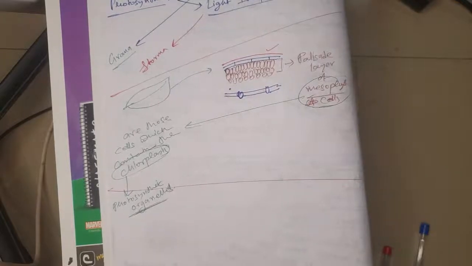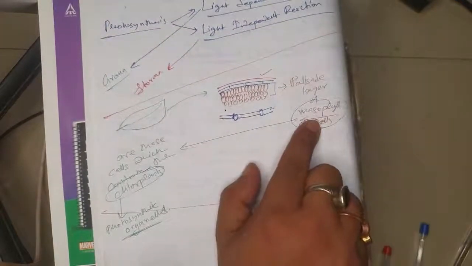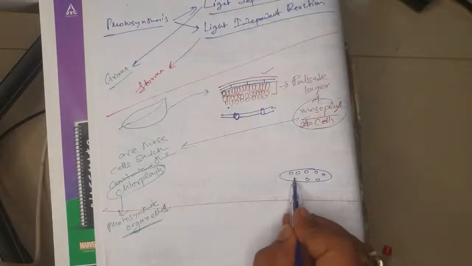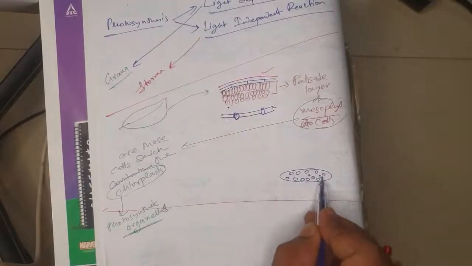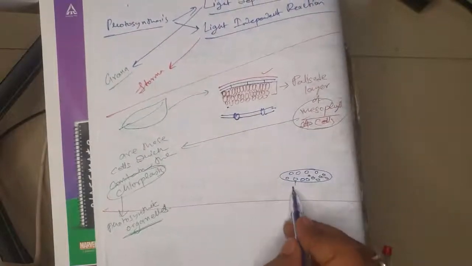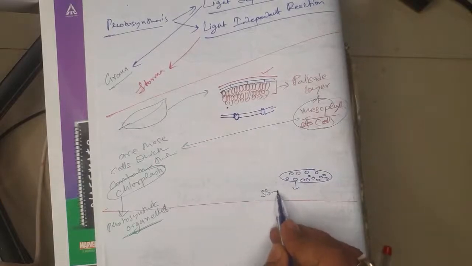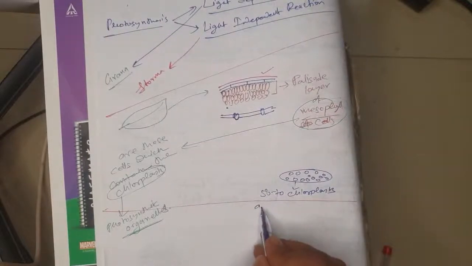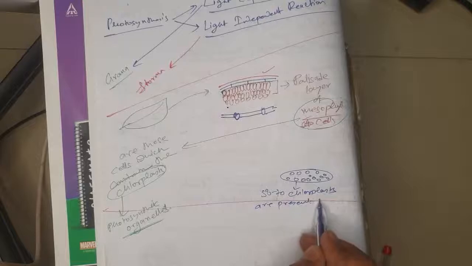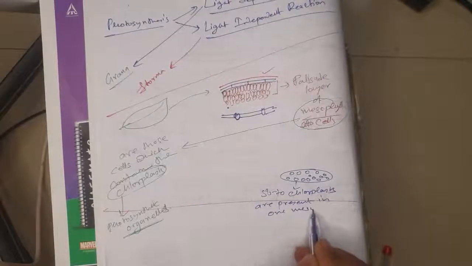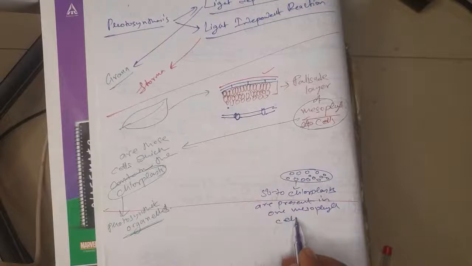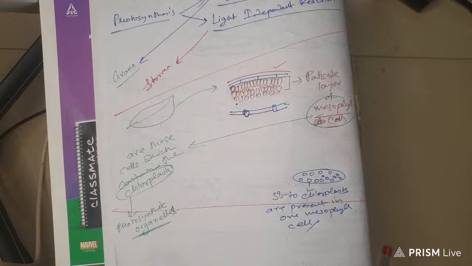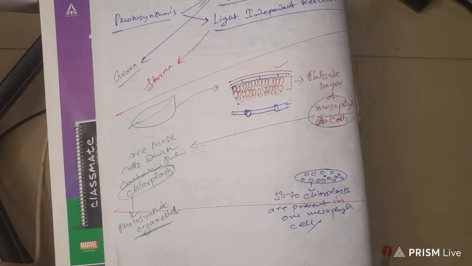That we know. Now, these mesophyll cells are the carriers. If I draw one mesophyll cell, there will be lots and lots of chloroplasts inside it. Remember that. About 50 to 70 chloroplasts on average are present in one mesophyll cell. So that you should keep in your mind.